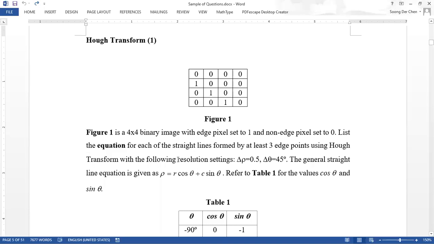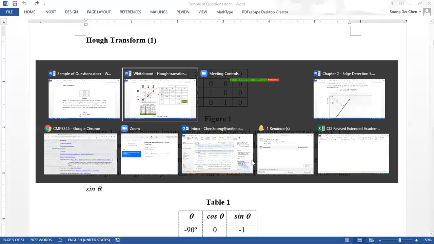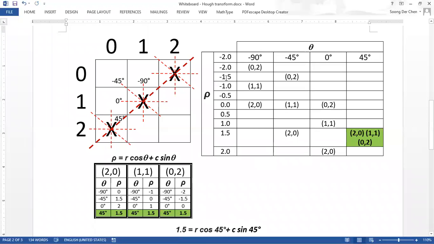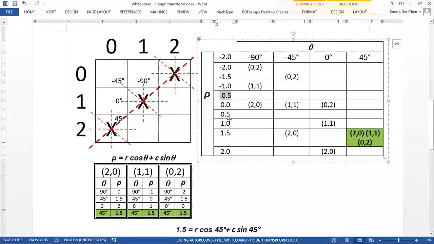Okay, so the setting is the rho must be 0.5. So that's why you see here in this case the rho increment is 0.5. All right, because you need to do this in computer and everything must be digitized. So you need to have a definite number here. So that's why to digitize it, you need to set the resolution.